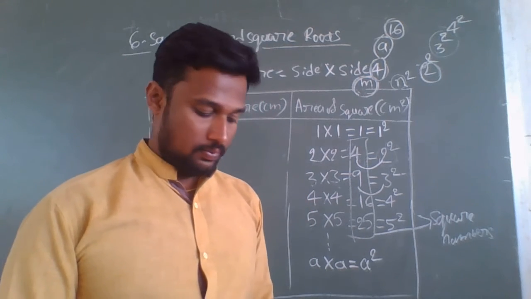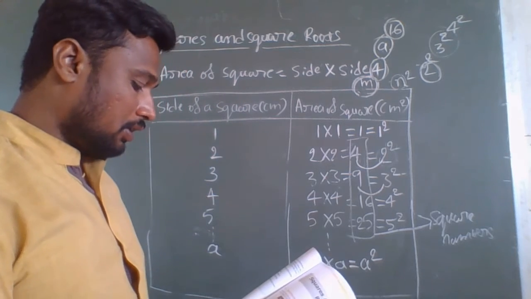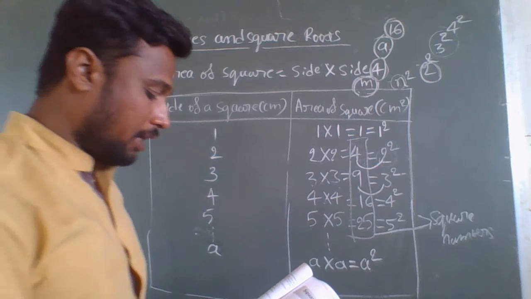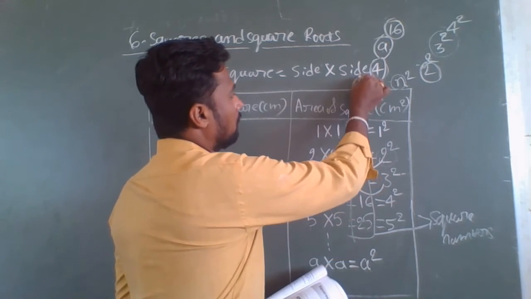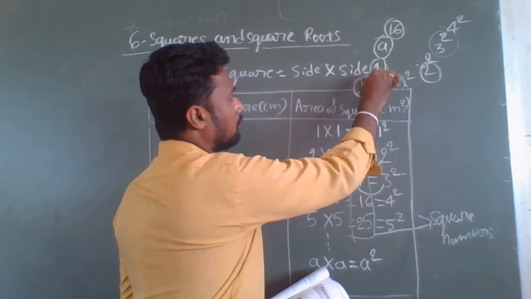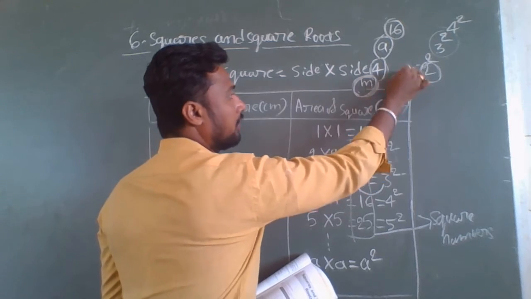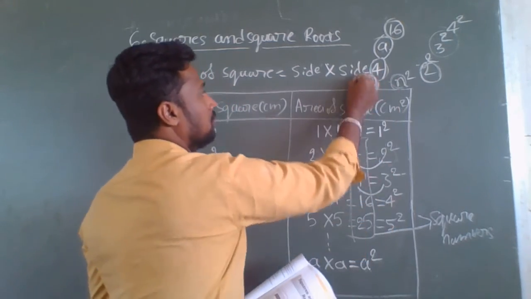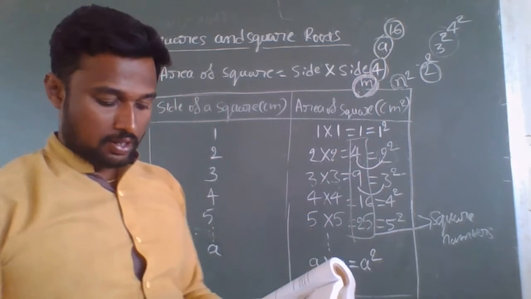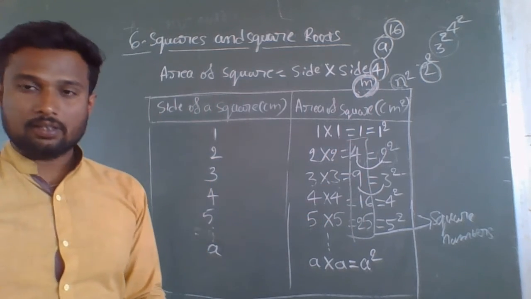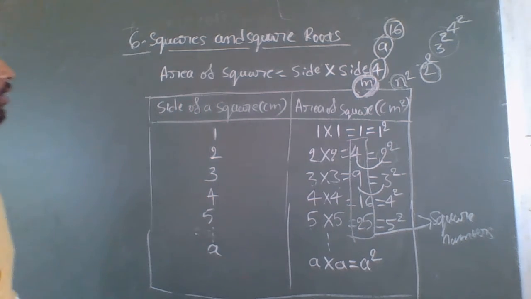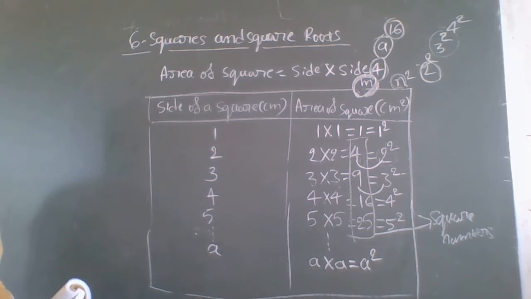In general, if a natural number m can be expressed in the form of n square, where n is also a natural number, then this m is called a square number. They have given this in the textbook, page number 89. Write all these things in your notebook.